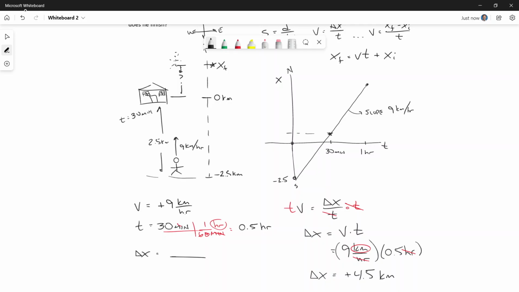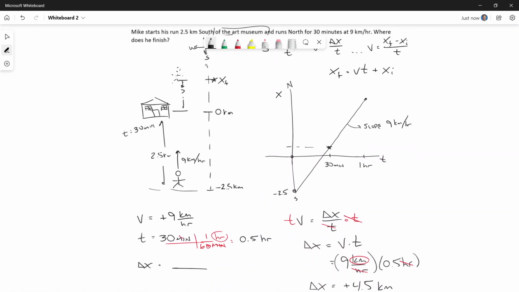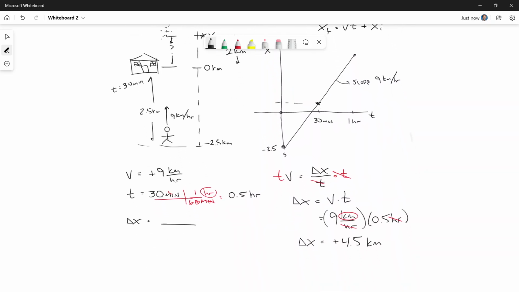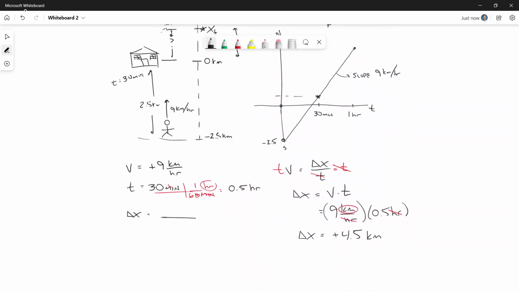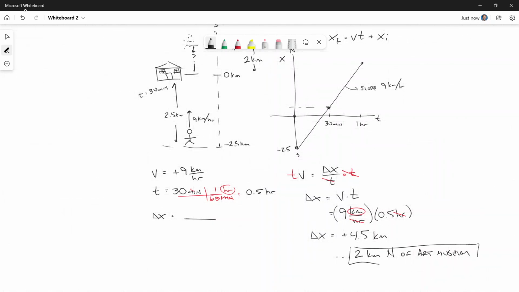4.5 kilometers, which means he's going to be displaced 4.5 kilometers. If he goes 2.5 back to the art museum, he's going to have an additional 2 kilometers to go. So if that's the case, I know that he's going to be 2 kilometers north of the art museum. So that's one way to do it. That's actually going to be our answer in this problem.